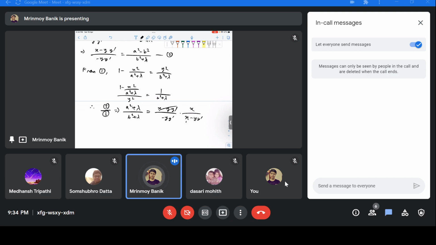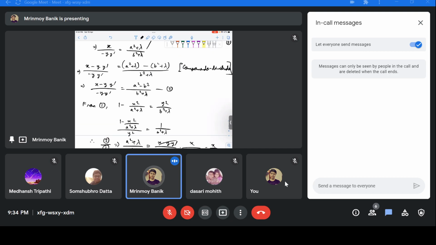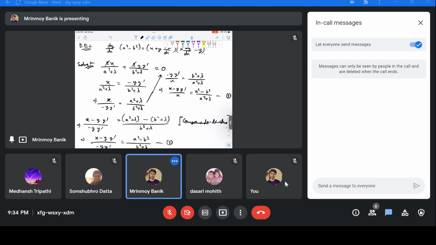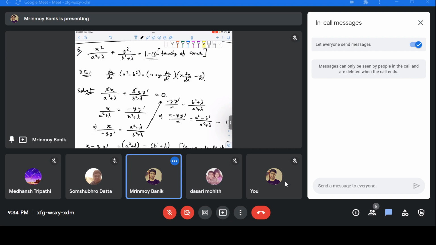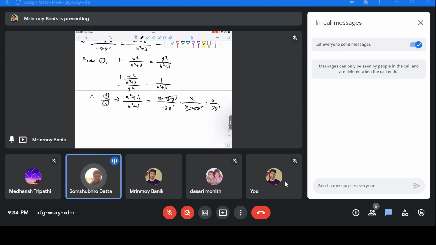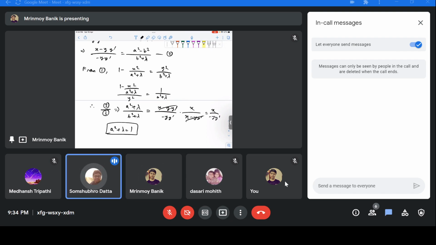Okay, what am I doing? So got back x y minus y dashed. So finally, okay, I have arrived at a conclusion where a squared plus lambda equals 1. It's really funny, sir.